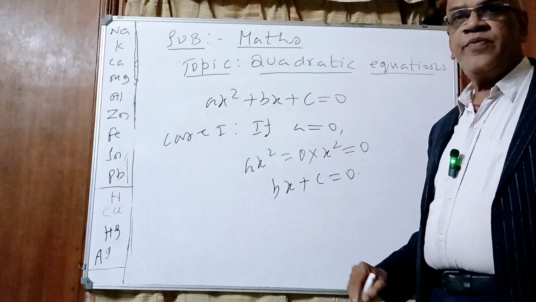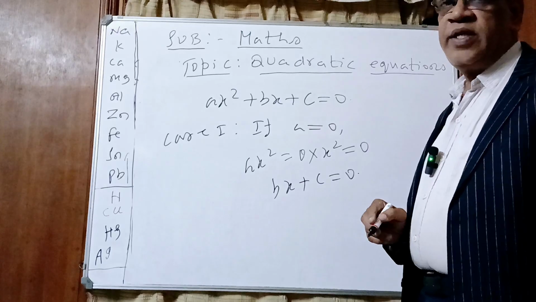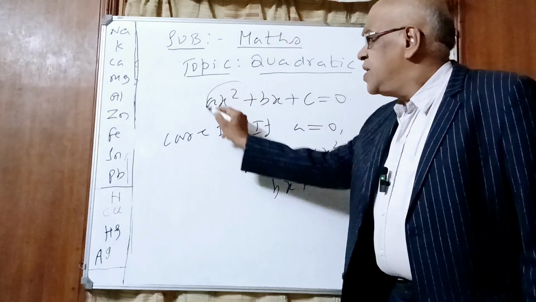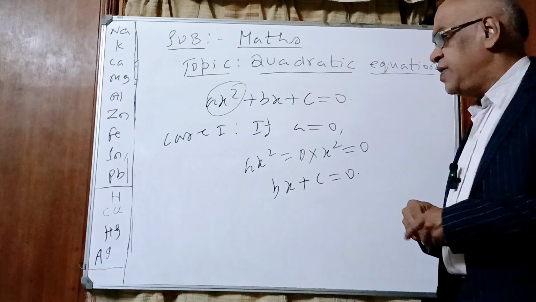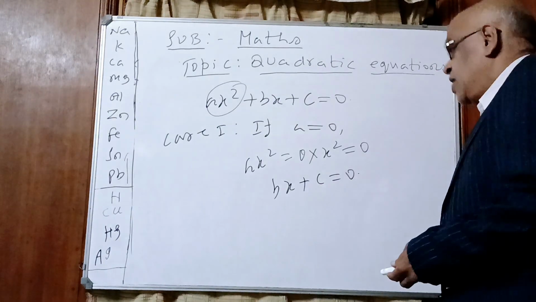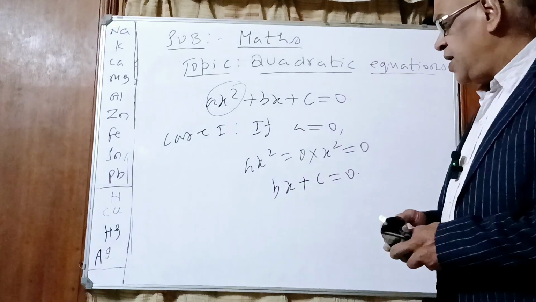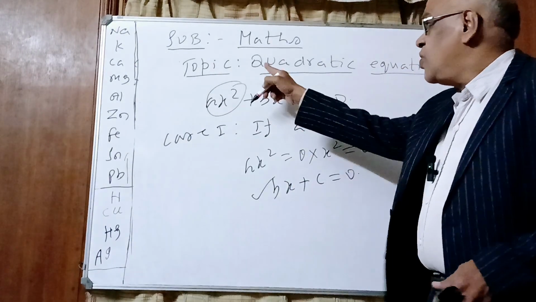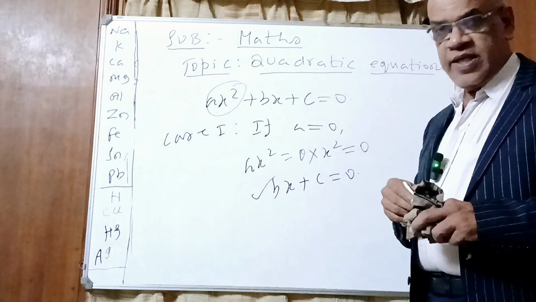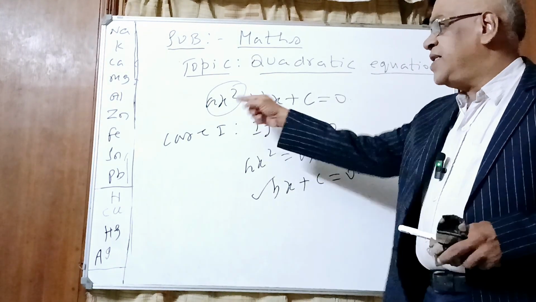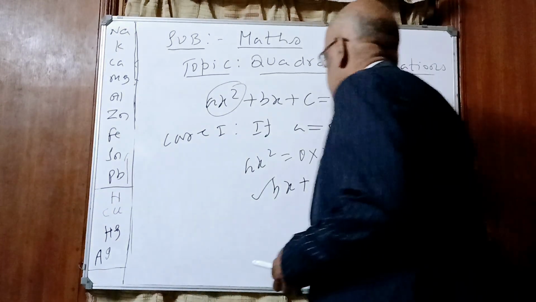a is 0, x square vanishes. It gets reduced to a linear equation. Yes or no, children? Yes. What linear equation? An equation in which the highest degree of the variable is 1. See here, this is a linear equation. But if you are talking about a quadratic equation, then x square must exist, where the highest degree of the variable is 2. That was case 1, if a is equal to 0.